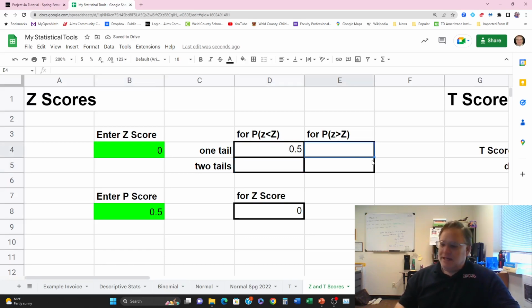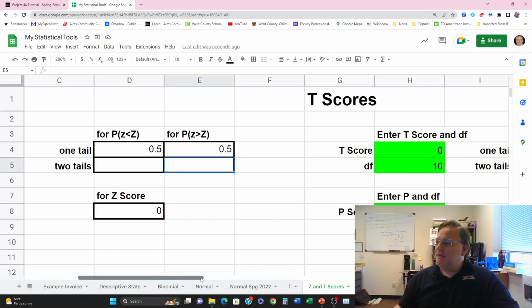The one to the right is actually even easier. It's just equals 1 minus this. These two probabilities have to add up to 1. And so if this is equal to something, I can just find out what this is by taking 1 and subtracting this one. So this is just 1 minus D4 here, which when I hit enter is 0.5.